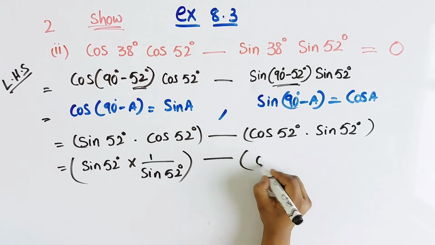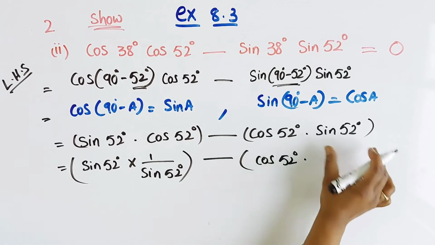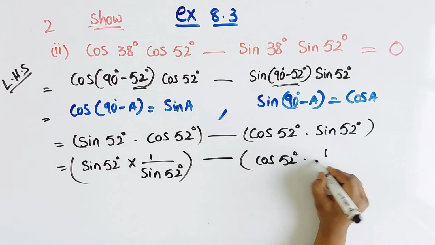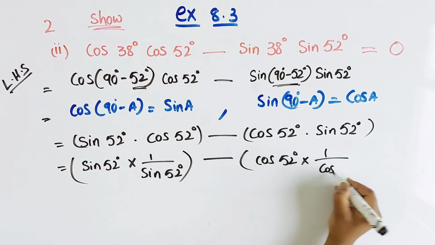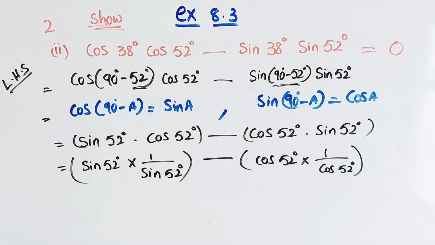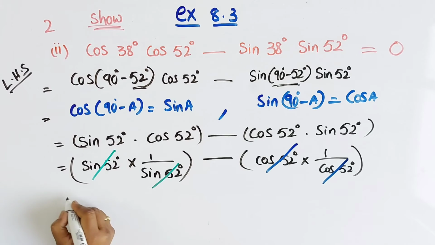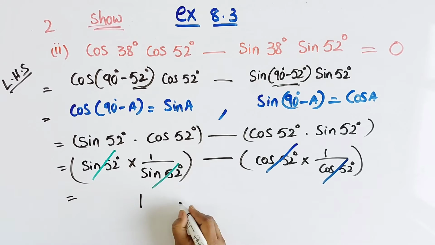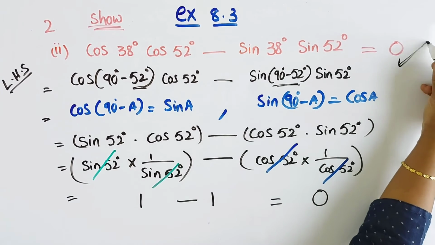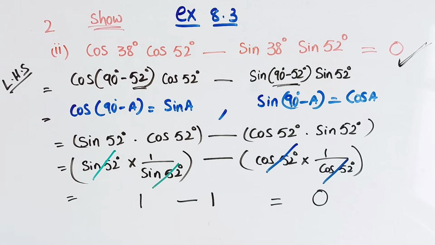Now cos 52 I am writing as it is. Sin 52 is the reciprocal of cos 52. That is 1 by cos 52. Correct, children? Now you cancel these both. Sin 52 and sin 52 will get cancelled, and cos 52 and cos 52 will get cancelled. Now see what happens. 1 is here and minus 1 is here. What is 1 minus 1, children? 0. See your right hand side answer, that is also 0. So LHS equals RHS. It is proved.